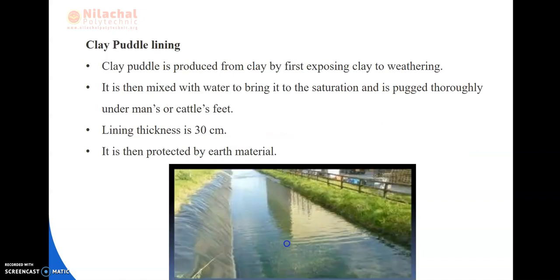Next, that is the clay puddle lining. Clay puddle lining is mainly produced from the clay. As you can say, the soil is known as clay. By first exposing clay to weathering, it is then mixed with the water to bring it to the saturation and is pugged thoroughly under man's or cattle's feet. Lining thickness is 30 centimeter and it is then protected by the earth material. So this is all about the clay puddling. You can see the images of the clay puddling here, and its thickness is about 30 centimeter.